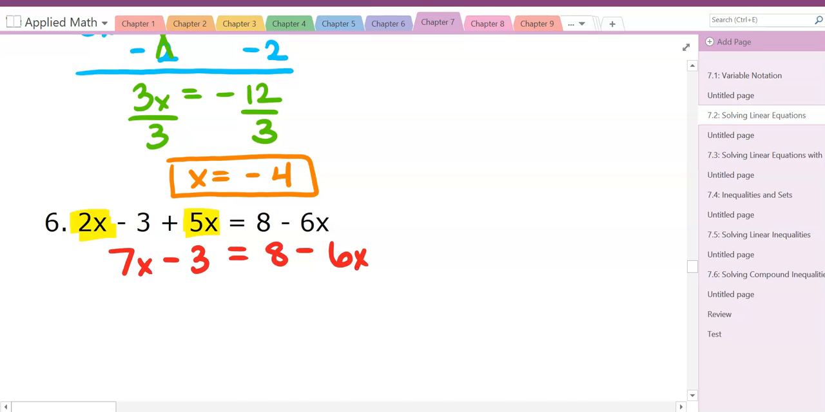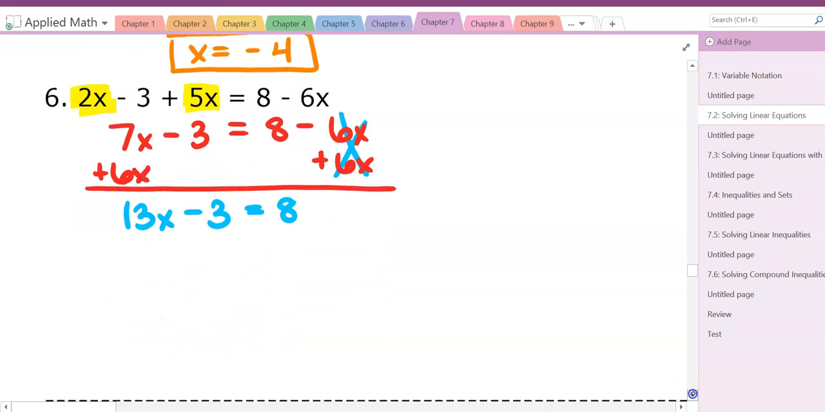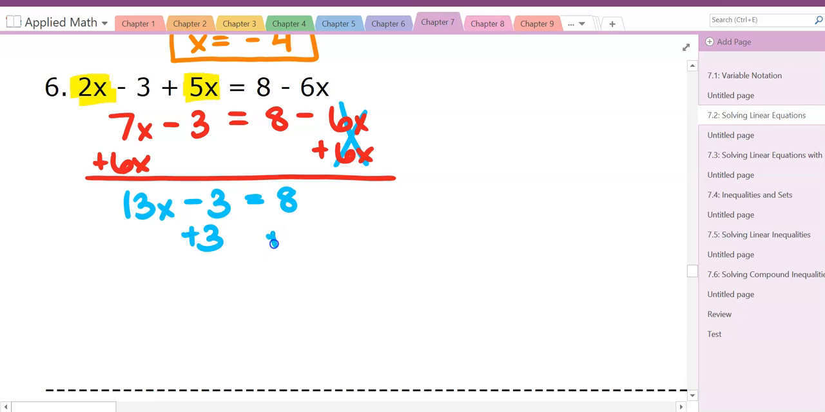So now we've got to get our x terms together, get our numbers together. If I can, I like to try to keep things positive, because positive numbers are easier to work with than negatives. So I'm going to add 6x to the 7x. So this would be 13x, and then you have minus 3 equals 8. Then I'm going to add 3 over. And so I have 13x equals 8 plus 3, which is going to be 11.